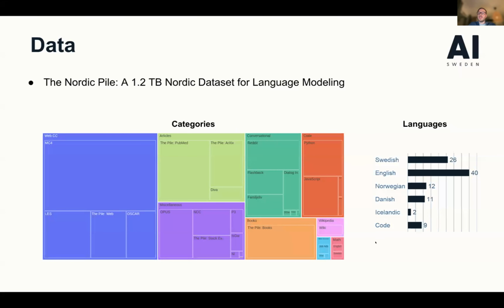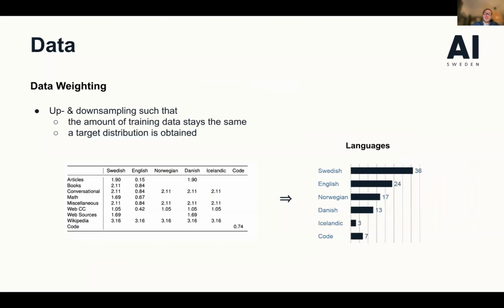And regarding the languages, we gathered all the data that we could get our hands on for the Nordic languages. And we had, of course, not really a problem with English data. So the language distribution of the curated data set is shown on the right-hand side here. And we had mostly English data, followed by Swedish data, some Norwegian and Danish, and very little Icelandic, unfortunately.